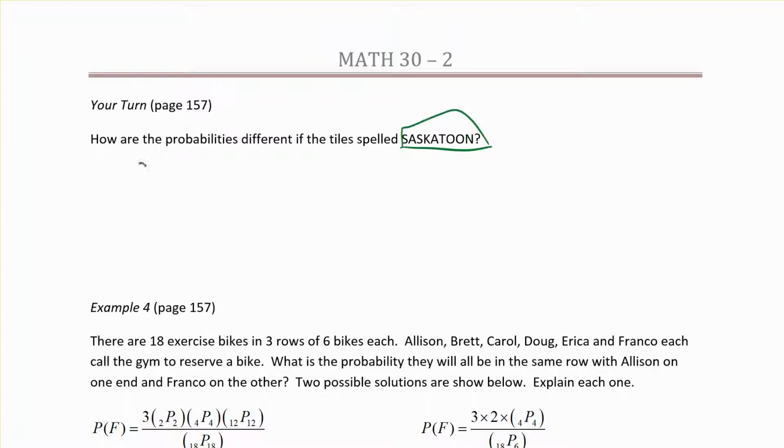9 different letters. So it'll be 9 factorial over how many repeat? Well, the S is repeat. The A's repeat and the O's repeat. So it looks like the S's will be 2 factorial, the A's will count for 2 factorial, and the O's will count for 2 factorial, which is equal to 45,360.